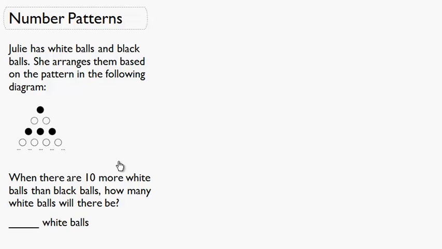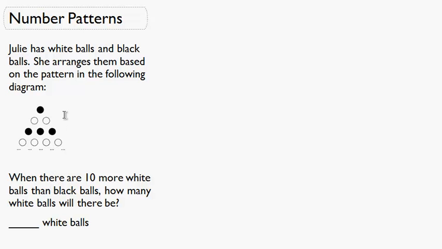So here is an example of a pattern that involves arranging balls. Julie has white balls and black balls. She arranges them based on the pattern in the following diagram. We have one black ball, two white balls, three black balls, four white balls. So it seems that the pattern is we have one more ball in each row, but the colors alternate between white and black. And when there are 10 more white balls than black balls, how many white balls would there be?